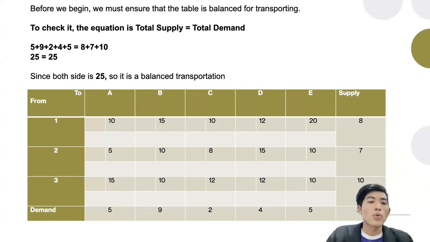So this is the question 1 table. I will present the balance first. Before we begin, we must ensure that the table is balanced for transporting. To check it, the equation is total supply equals total demand. As we can see, the total demand is at the bottom and the total supply is at the right corner. Since both sides are 25, it is a balanced transportation.